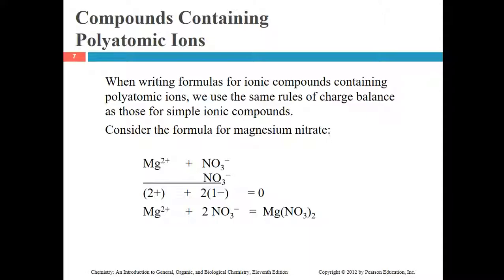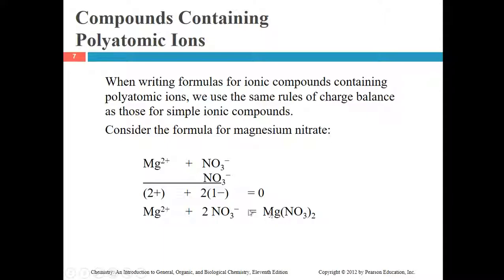When we make compounds that contain the polyatomic ions, we need to use the same rules of charge balance as those for the simpler ionic compounds. For example, if we're going to make the compound magnesium nitrate, magnesium's in group 2A, so it's a +2 charge. Nitrate, you memorized, as NO3 with a -1 charge. So we obviously need 2 nitrate groups, because 2 negatives is a -2, which balances out the 2 positives. So we need 2 of these units.